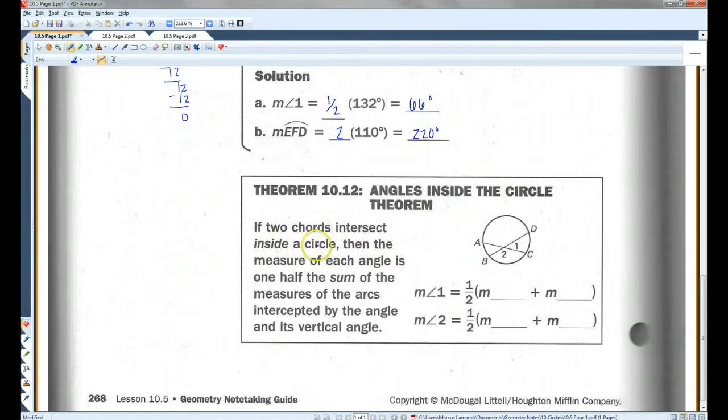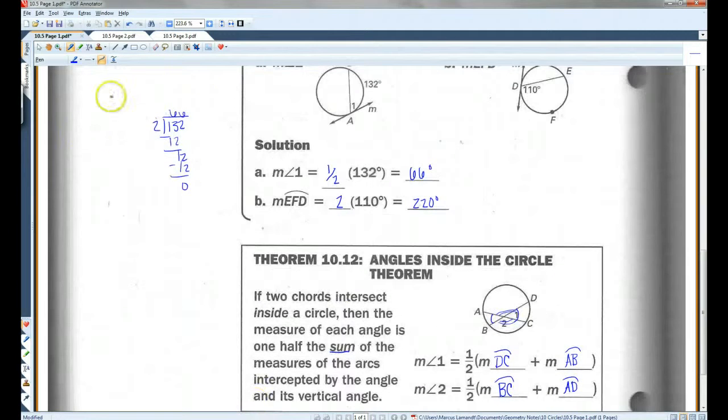Alright. 10.12, angles inside the Circles Theorem. If two chords intersect inside a circle, then the measure of each angle is 1/2 the sum of the measures of the arcs intercepted by the angle and its vertical angle. So, this angle, and of course this angle, since they're vertical angles, equal the measure of arc DC plus the measure of arc AB divided by 2. So basically, if you average this arc and this arc together, you'll get the angle in between. Likewise, this angle and this angle are going to be 1/2 the measures of arcs BC and AD.